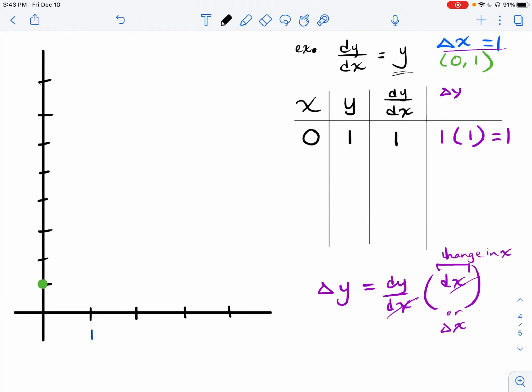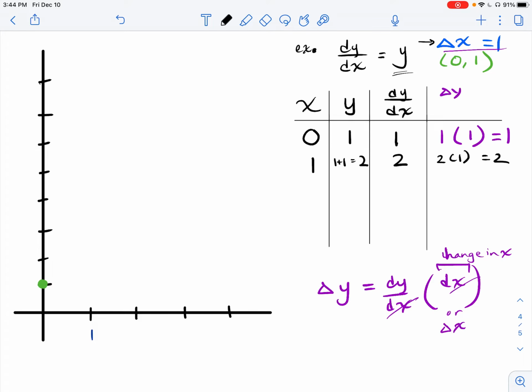So how do we use that? Well, our next x value is going to be 1 because we said our delta x was equal to 1, so we're going to be 1 unit apart. Our new y value is whatever our previous y value was, 1, plus our change in y, which was 1. So 1 plus 1 gives us 2. Now, what is our new dy/dx? It's equal to 2 because it's whatever our y value is. Now, what is our delta y? It's our dy/dx times delta x, so 2 times 1, which gives us 2.